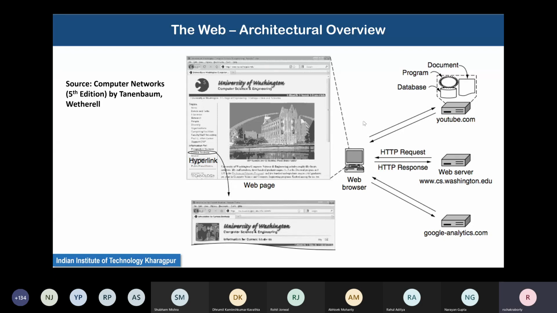If you want to display a relatively simple web page, like say www.cs.washington.edu, you request the web server of the cs.washington.edu domain, you make an HTTP request to it. How do you make a request? We'll come to it. You make a request to it.